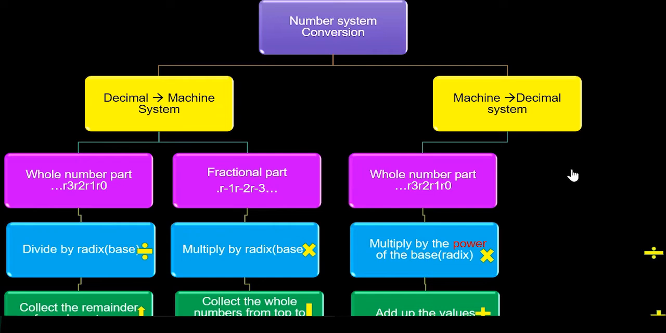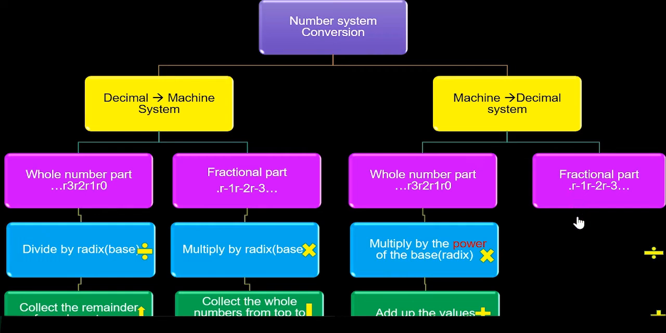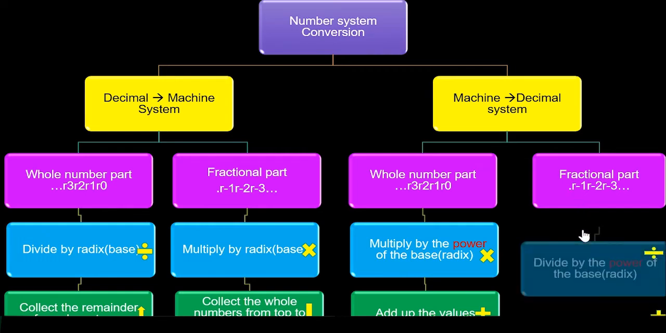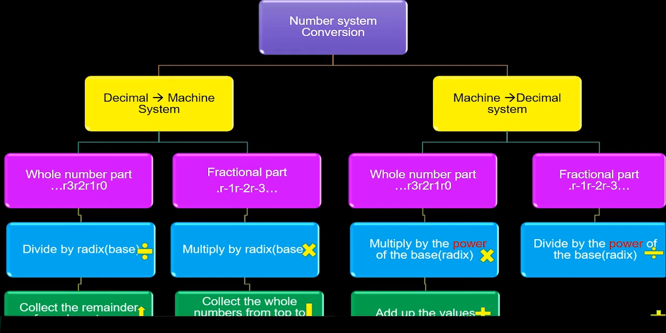In the case of the fractional part, we have to multiply by the reciprocal of the base. That means divide by the power of the base. That means by 1 by 2 power 1, 1 by 2 power 2, etc. for binary, 1 by 8 power 1, 1 by 8 power 2, etc. for octal, and 1 by 16, 1 by 16 power 2, etc. for hexadecimal numbers. Then we will get some values. We have to add all the values to get the fractional part.